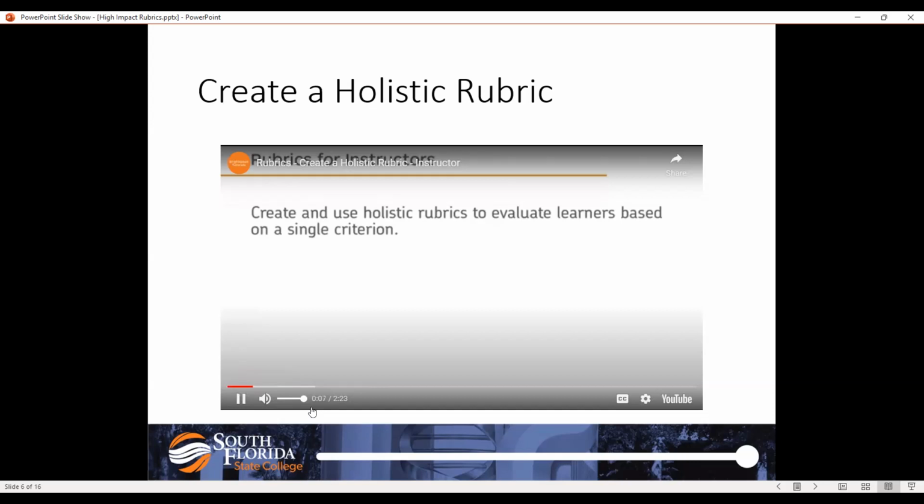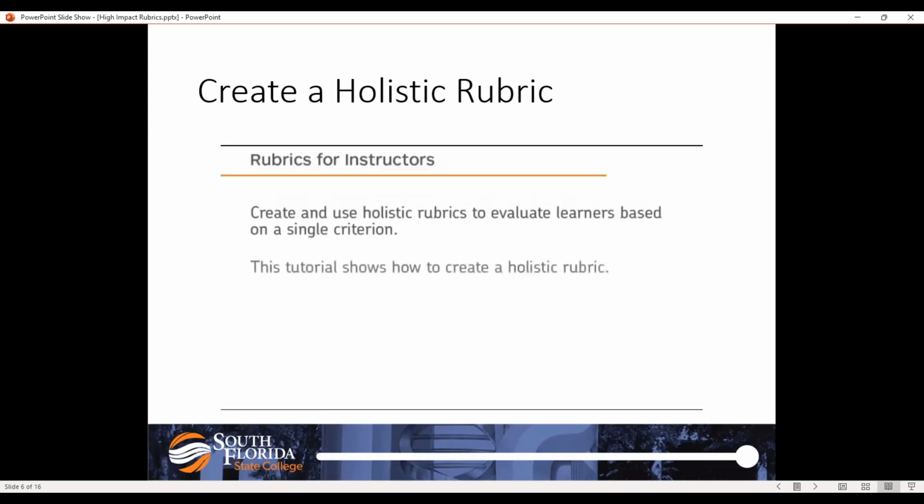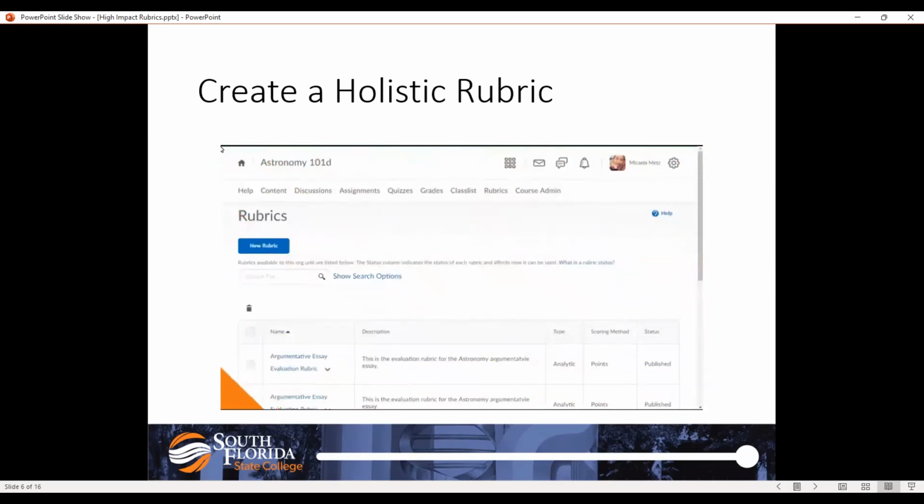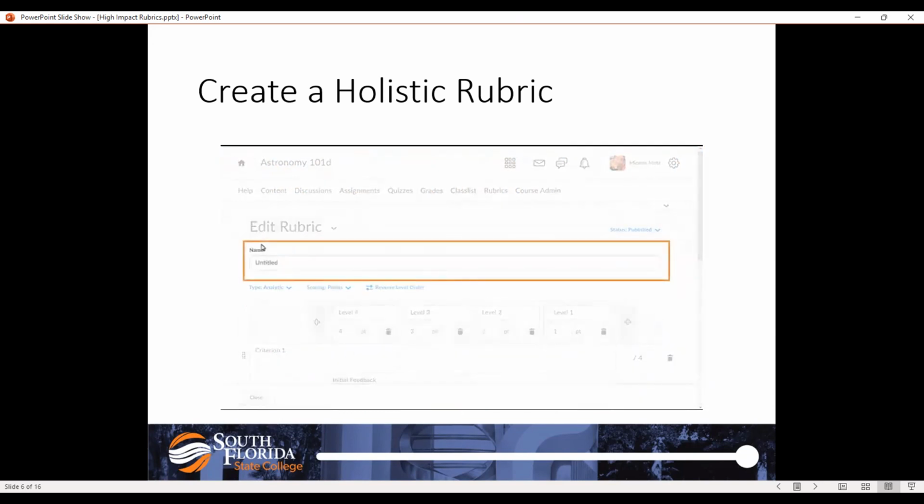Rubrics to evaluate learners based on a single criterion. This tutorial shows how to create a holistic rubric. To begin, from Rubrics, click New Rubric. Enter a name for your rubric.